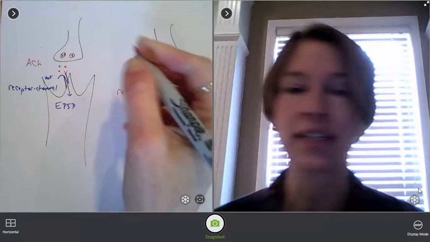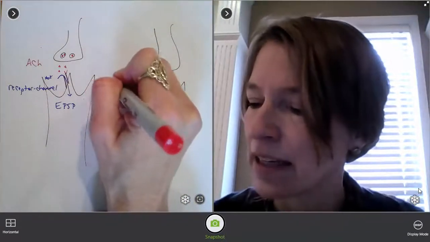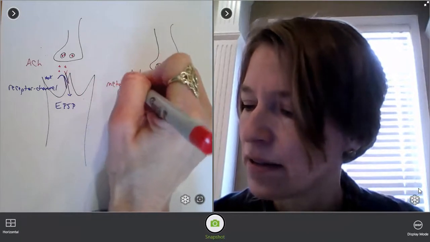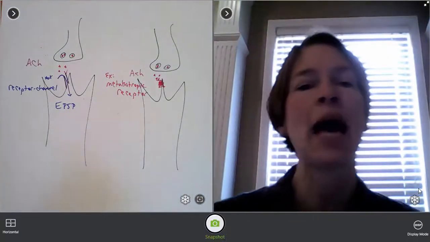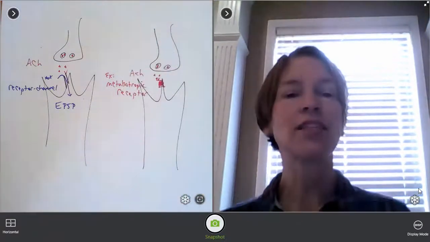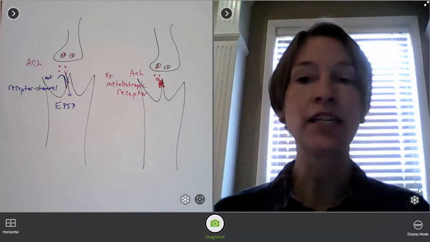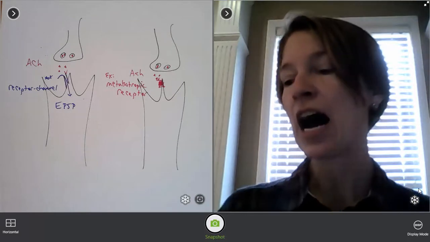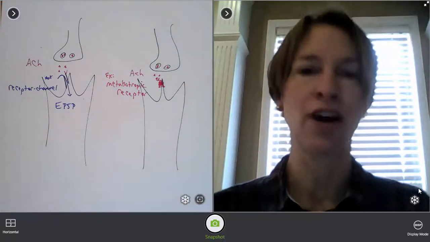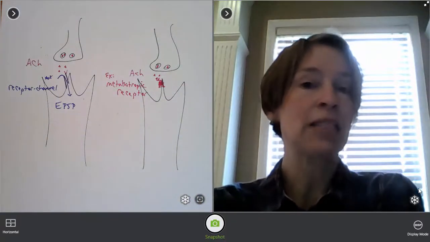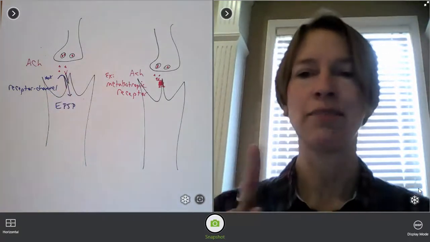So we don't call it just a receptor. We call it a metabotropic receptor. So this is an example of a metabotropic receptor. And that's just a fancy word, metabotropic, meaning it's going to involve a series of steps to get the ions to flow across the dendrites of this postsynaptic neuron. So it's a series of steps, metabotropic, whereas in this receptor channel, it's basically only one step.